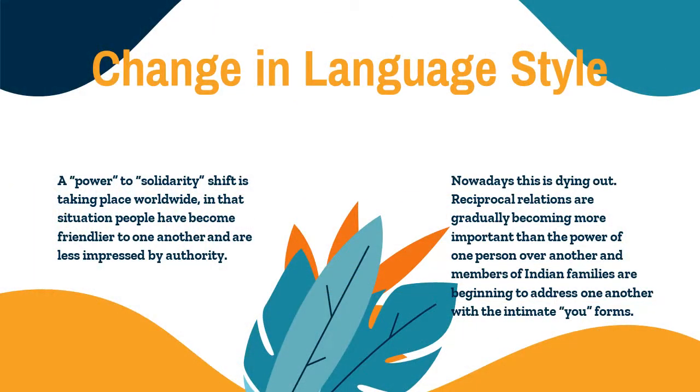A power to solidarity shift is taking place worldwide. In that situation, people have become friendlier to one another and are less impressed by authority. But nowadays, this is dying out. Reciprocal relations are gradually becoming more important than the power of one person over another, and members of Indian families are beginning to address one another with intimate you forms.